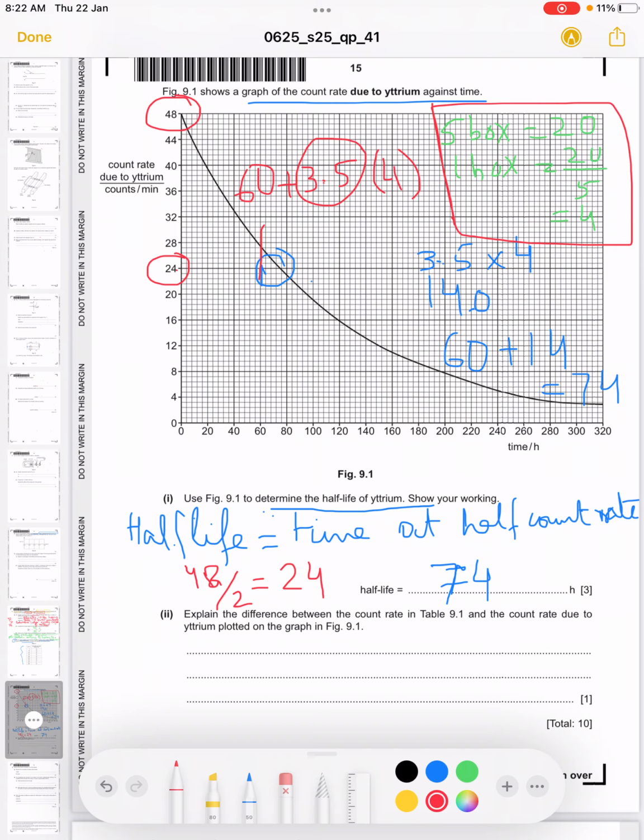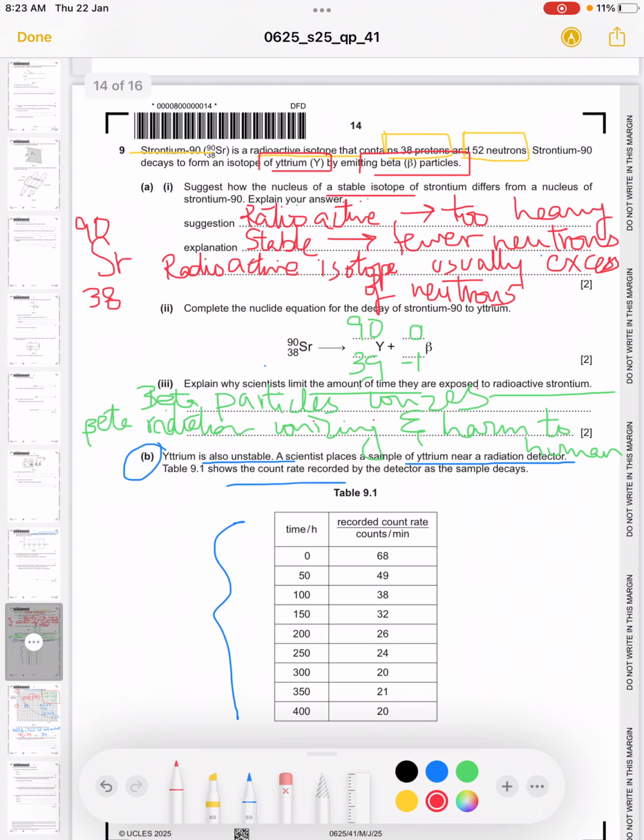Okay, now come to the last part. Explain the difference between the count rate in table 9.1 and the count rate due to yttrium plotted on the graph. Okay, if you compare them, all the values are greater than those from the graph. In the graph we have 48 and here we have 68. So all the values in the table are greater than the ones on the graph. What do you guys think, why is there extra radiation?